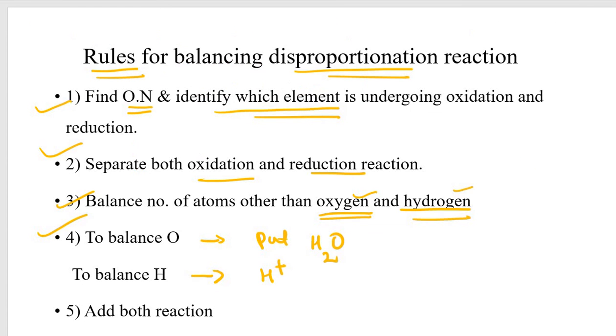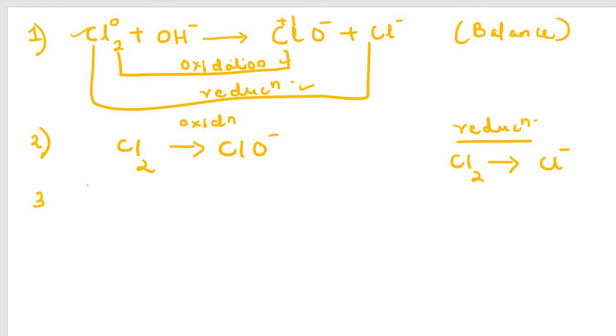The third step: after writing the oxidation and reduction reaction separately, we have to balance the number of atoms, other than oxygen and hydrogen. So in this case, this one is Cl2, so there are 2 Cl, but here only one is there. So we can write it as 2ClO minus. Similarly for reduction also, it is Cl2, so we can write it as 2Cl minus.